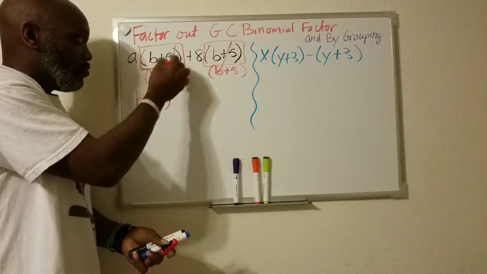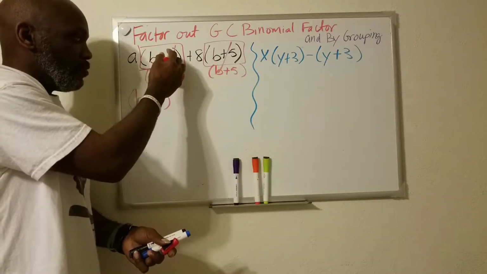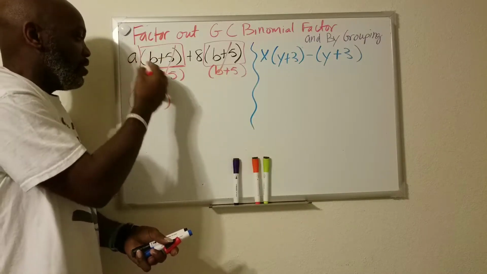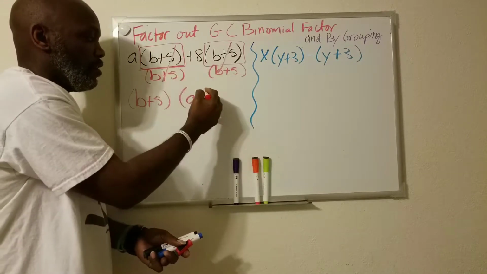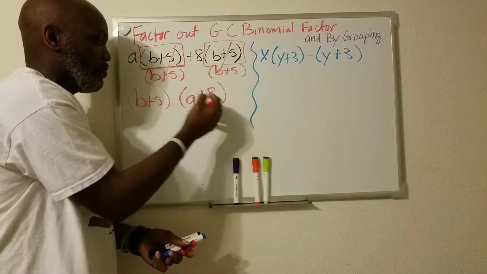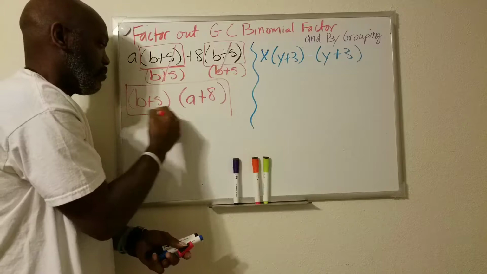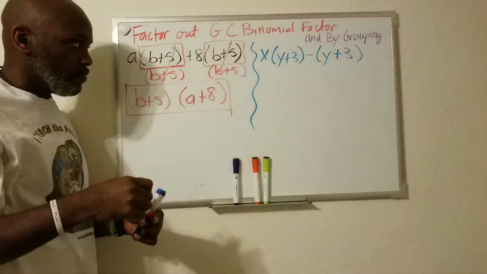B plus 5 divided by B plus 5 is 1, right? Any number divided by itself is 1. And then you're left with A, and then you're left with 8. There's your answer. You have just reduced, right?